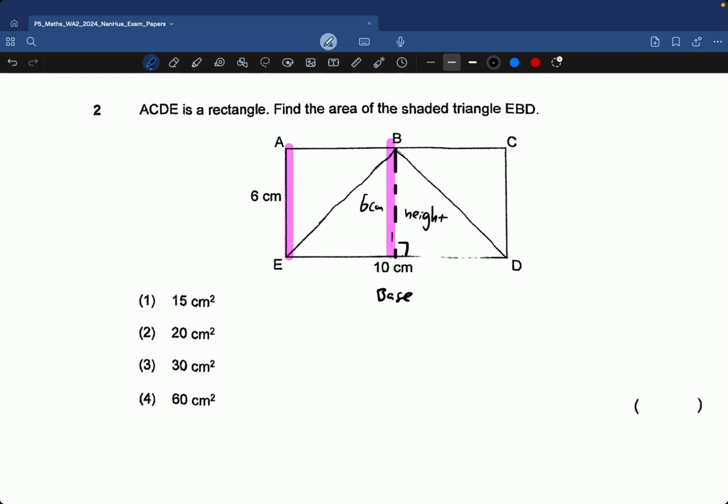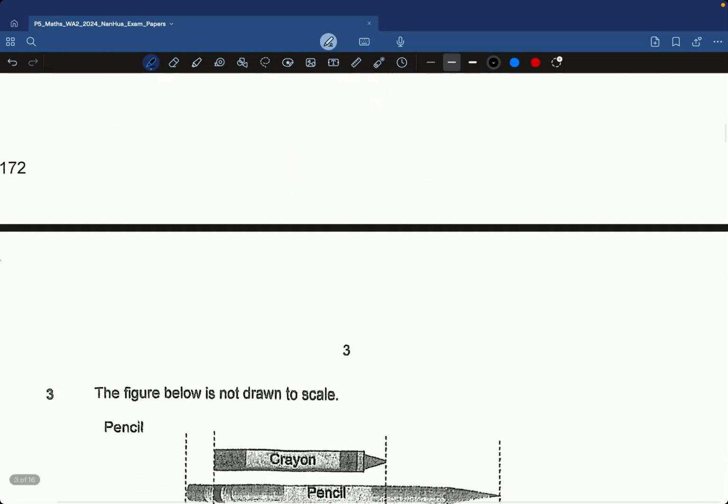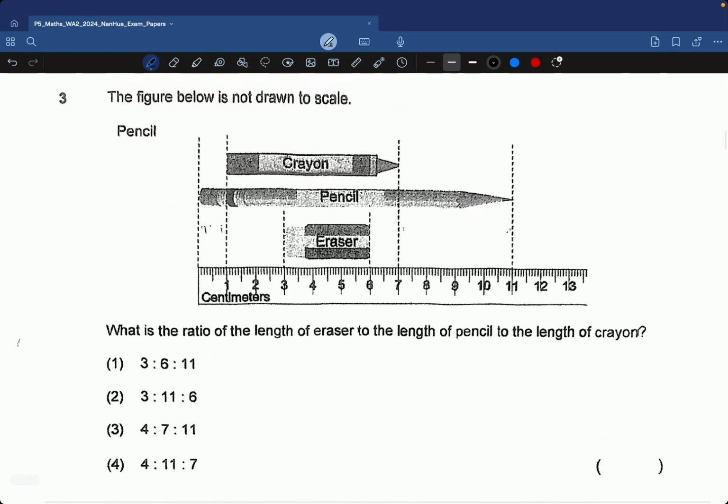So now we know the height. The area is half times 6 centimeters times the base, which is 10 centimeters. We cancel 6 with 2, which gives 3, and this will give us 30 centimeter square. So the answer is number 3, 30 centimeter square. Let's move on to question 3.